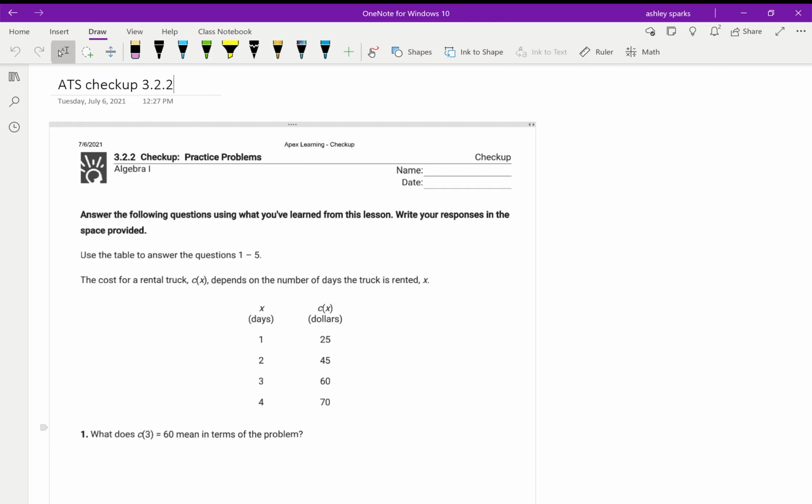3.2.3 checkup. What this checkup is going to go over is a little bit more about some domain and range topics. So our first questions deal with this table shown here.